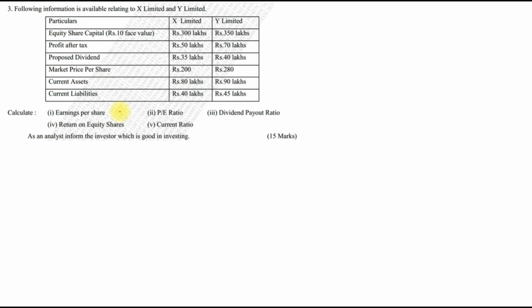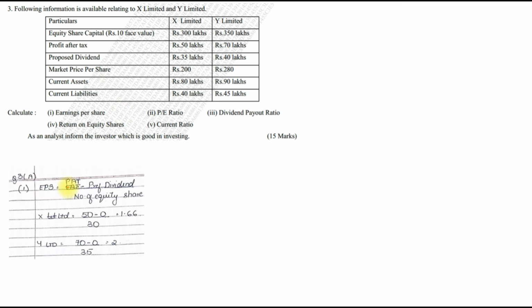Now, first we need to find earning per share. The formula for earning per share is profit after tax minus preference dividend upon number of equity shares.